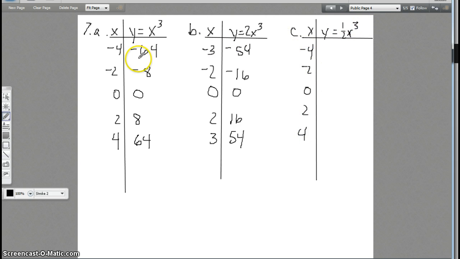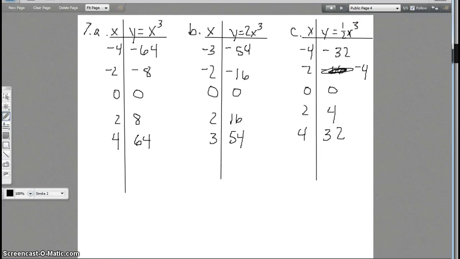Well, I already calculated x cubed over here for part A. So for -4, what is 1/2 of -64? That's -32. What is 1/2 of -8? That's -16. 1/2 of 0 is still going to be 0. 1/2 of 8 is going to be, oh wait, I said 1/2 of -8 was -16. 1/2 of -8 is -4. And then 1/2 of 8 is 4. And then 1/2 of 64 is going to be 32. So this is the data table that I constructed for this problem.